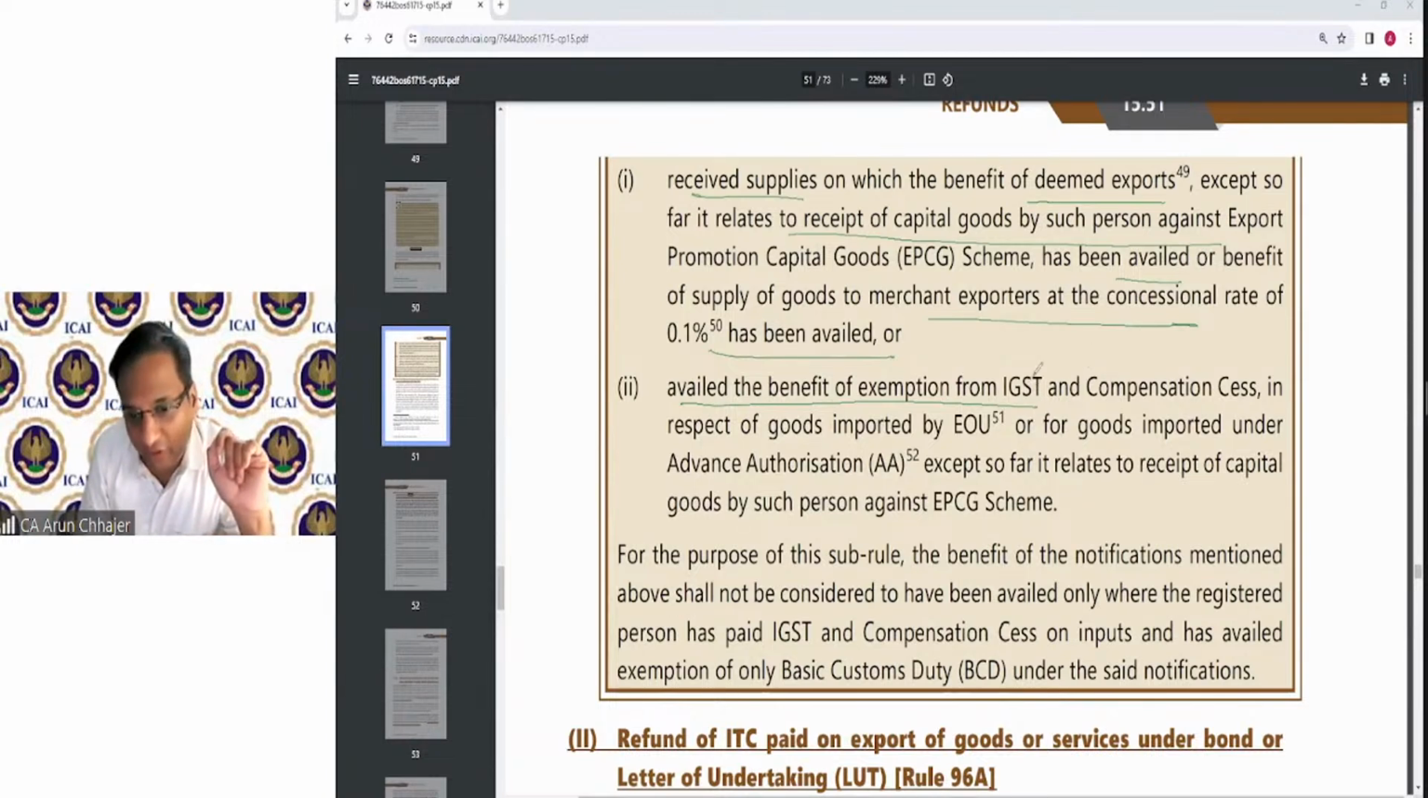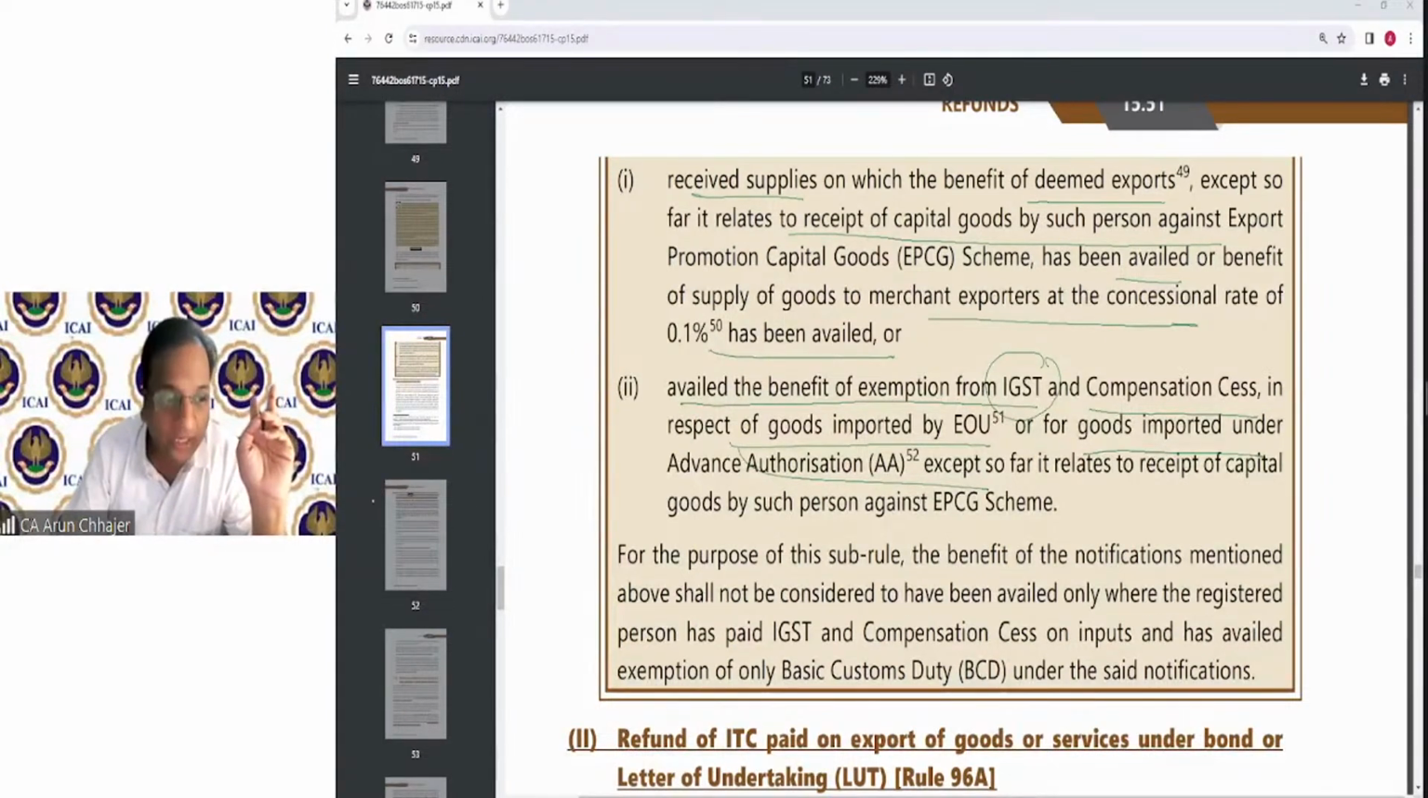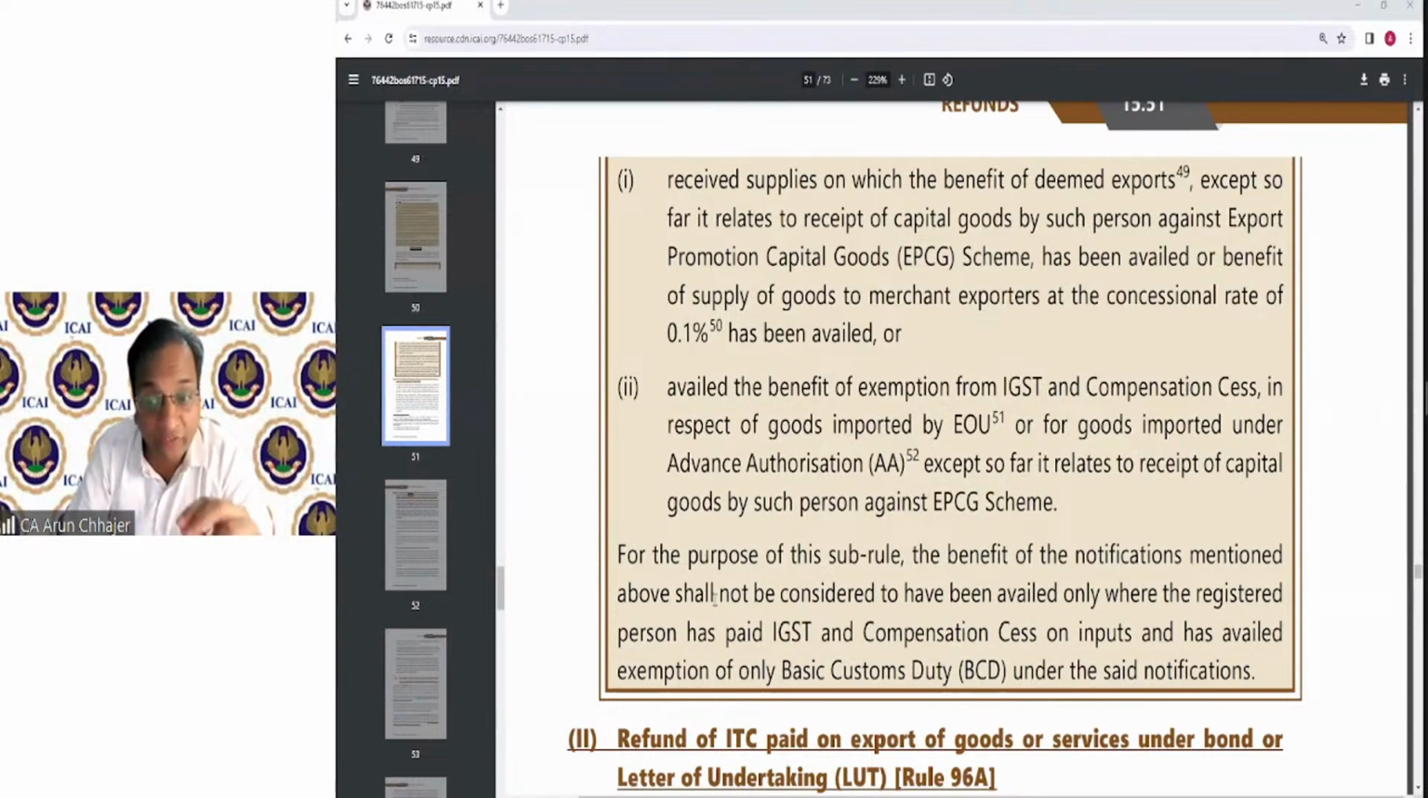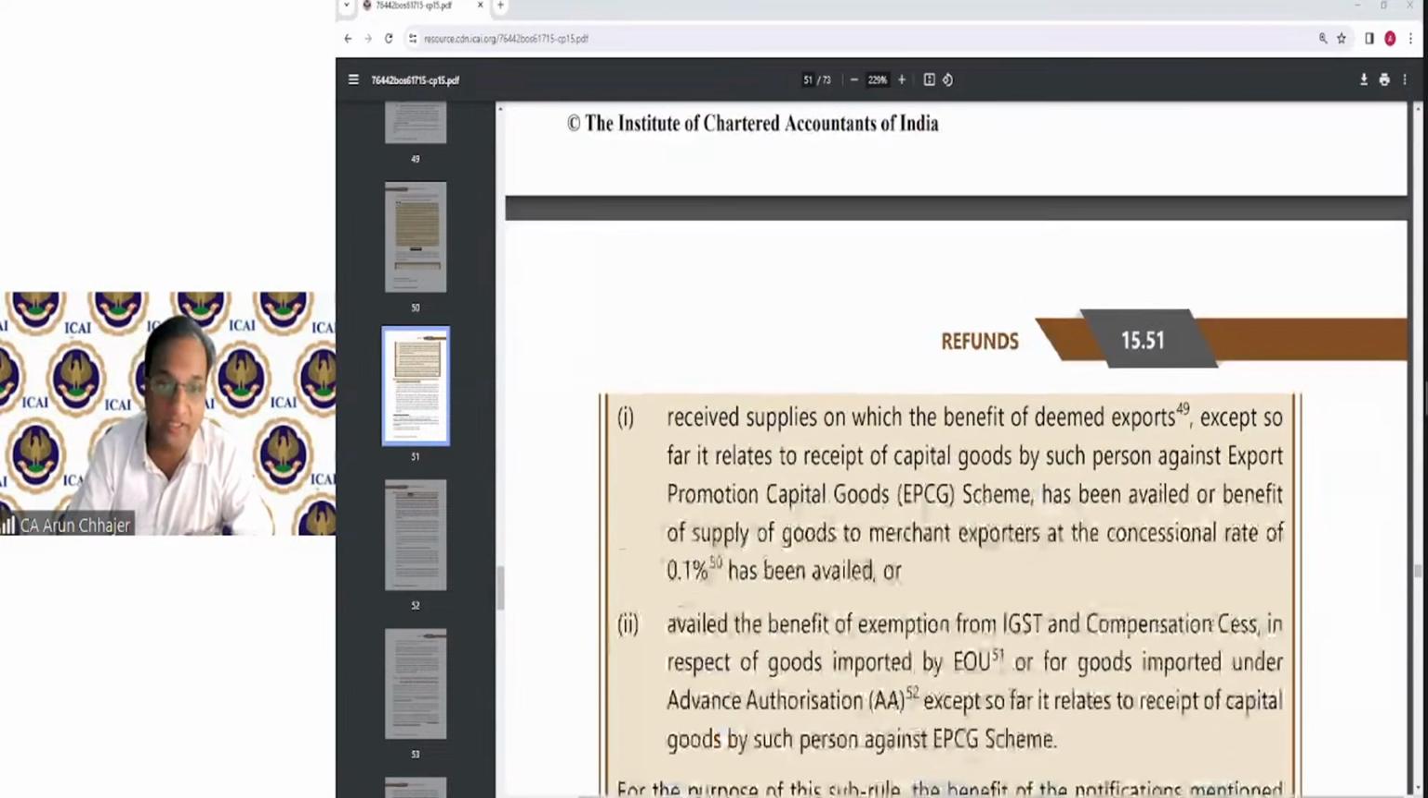Avail the benefit of exemption from IGST and compensation cess in respect of the goods imported by EOU or for goods imported under advance authorization. Same, that particular point. So, if their inward is like that, then for the purpose of this sub-rule, the benefit of the notification shall not be considered to have been availed only where the registered person has paid IGST and compensation cess on input and has availed exemption only of basic customs duty under the said notification.